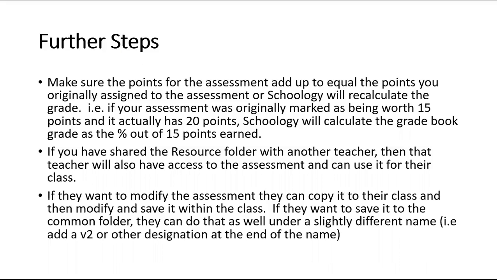So if you had 20 and the student got 12 out of the 20 points, 12 out of 20 would be 6 out of 10, 60%. So then Schoology would calculate 60% of 15 points. 60% of 15 points would be a 9 out of 15, and that's the grade that would appear in the grade book for the student. So you can leave it like that, or you can go back using the edit function for the assignment and change the number of points that are awarded.